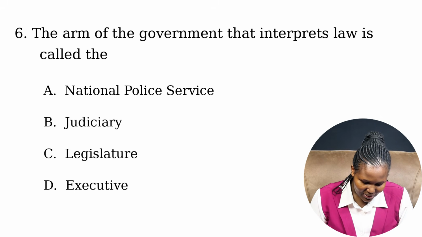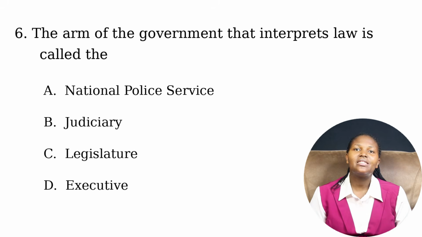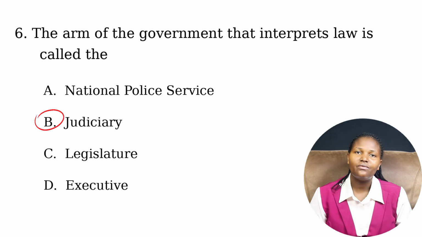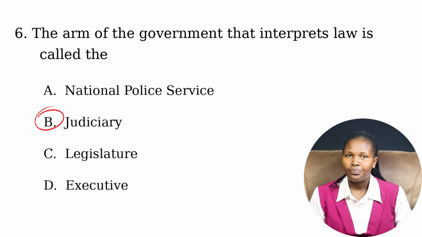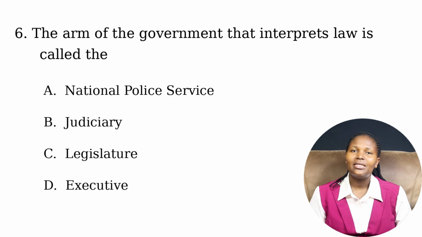Then question number 6. The arm of the government that interprets law is called, that is the judiciary. The judiciary is the one that is involved with the law. It interprets and also applies the law. The others, the legislature is used to make laws. This is where we have the MPs, and they mostly make laws. And then the executive implements them. This is where the police come in, they enforce the law. Always remember, legislature making the law, judiciary interpreting, and the executive implementing.